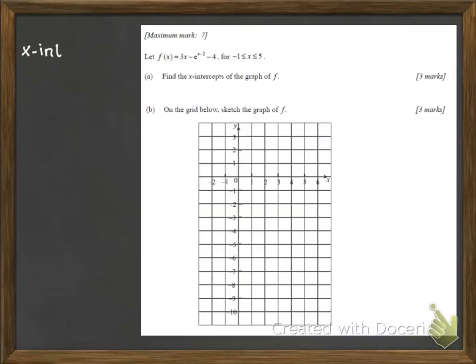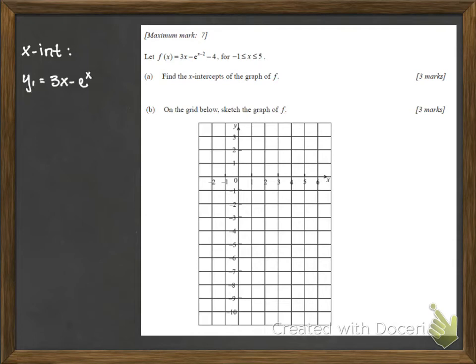In this video, we're going to go over the Unit 1 quiz review problems and how to answer all of them. So on this first one, we have the function 3x minus e to the x minus 2 minus 4, with the domain of negative 5 less than or equal to x less than or equal to 5. For part A, to find the x-intercepts, IB wants you to graph this.